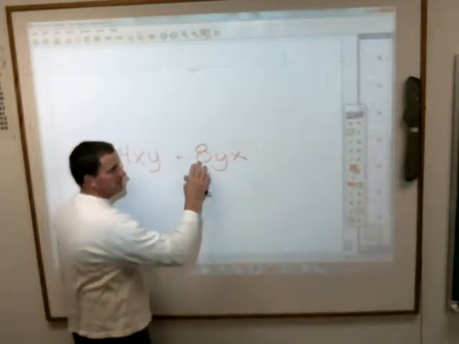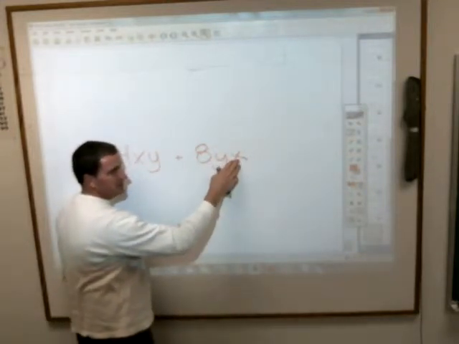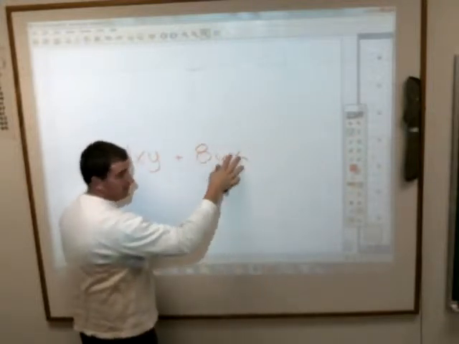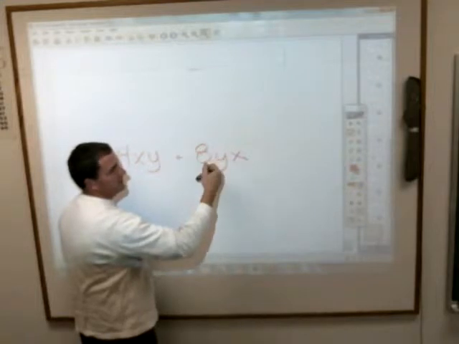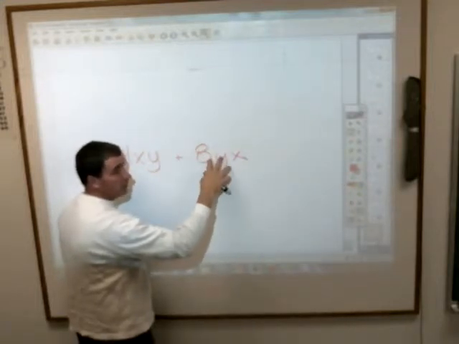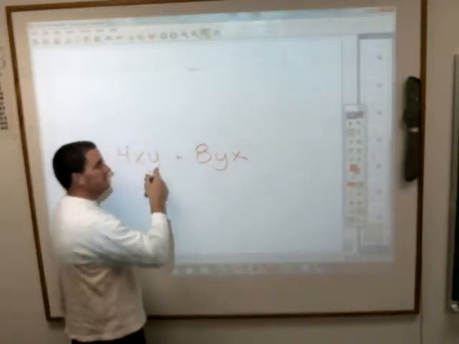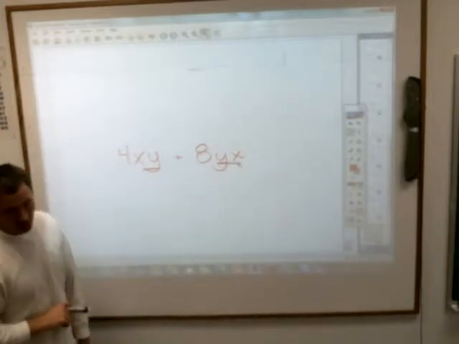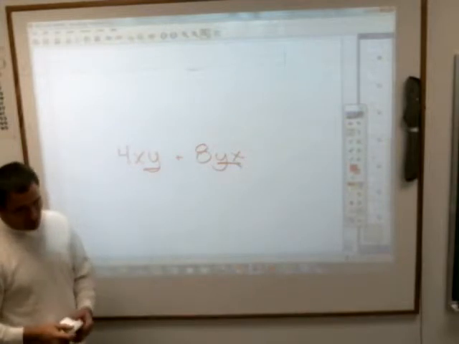Okay. This means x times y times x. In multiplication, it doesn't matter the order you put it. So if it helps you to think this way, this is the same thing as 8xy. It doesn't matter the order when you multiply. So yes, these guys do like these guys. They get along quite nicely. They're just in a little different order.